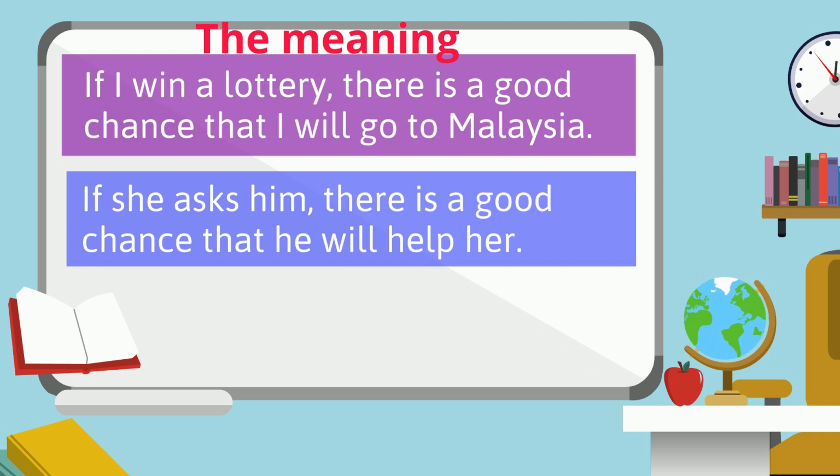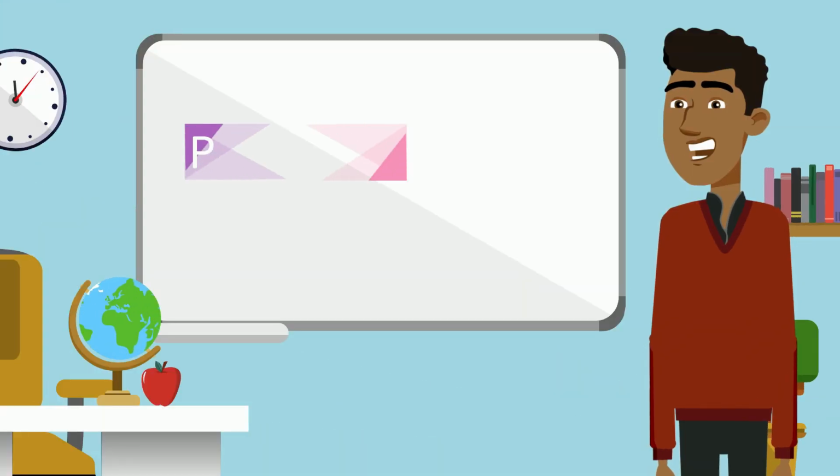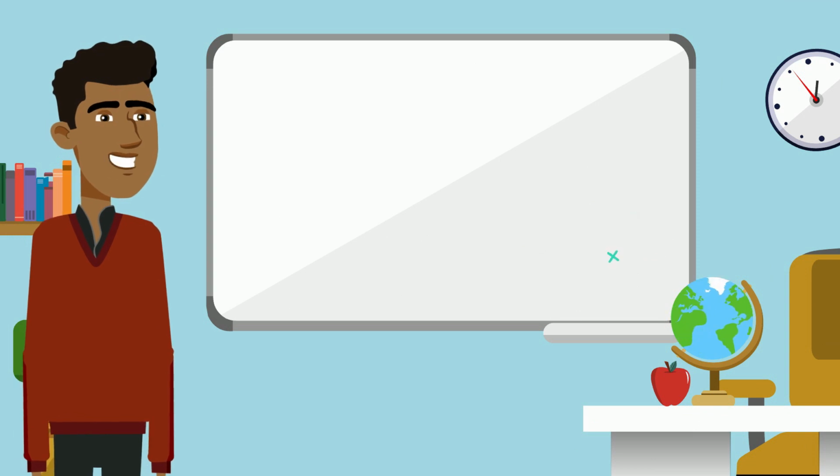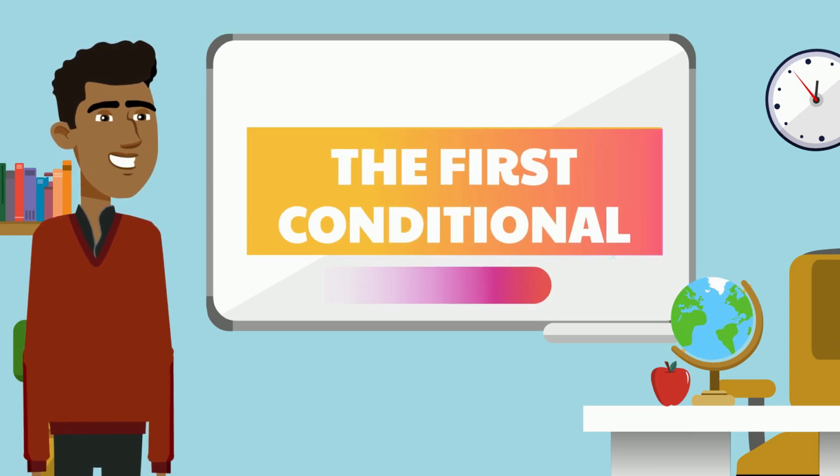Such sentences with if are called probable or possible conditionals. It means if the given condition is fulfilled, the result might happen. They are also called the first conditional sentences.